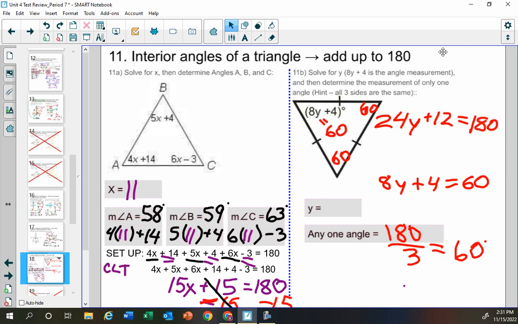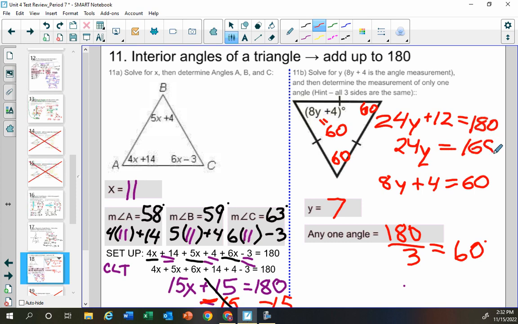How did you do it? Which way did you pick? Well, okay. But either one, you will get y equals 7. This will actually be the same at the very end. So 8y plus 4 equals 60, or 24y plus 12 equals 180. You will still get 7 for a final answer. Because even if you did it this way, 24y equals 168. Divide 168 by 24.